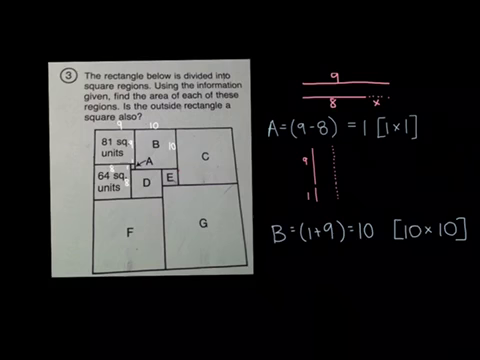Now for B, we know that this length right here of this square is 9. And now that we just found out A, that is the 1 square, then we add those two together to get this whole thing. So we're going to take 9 plus 1, and we end up getting 10, so we know it's a 10 by 10 square.